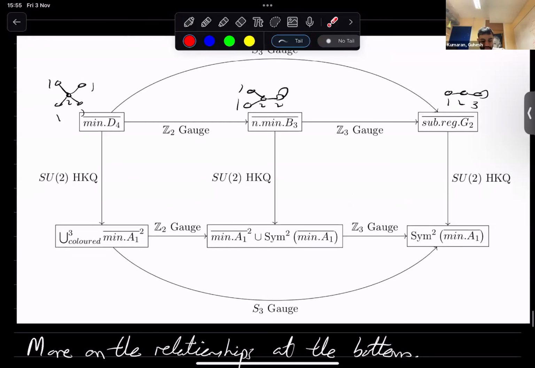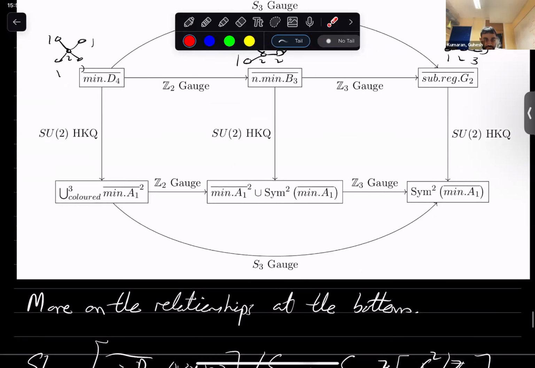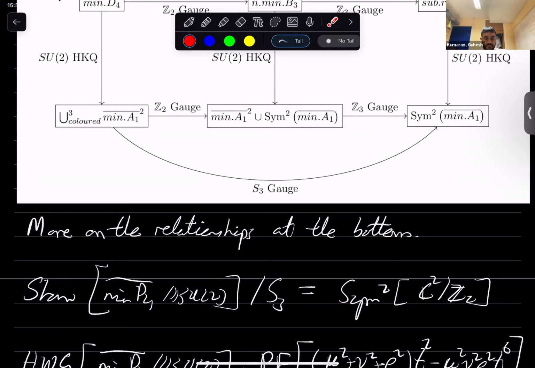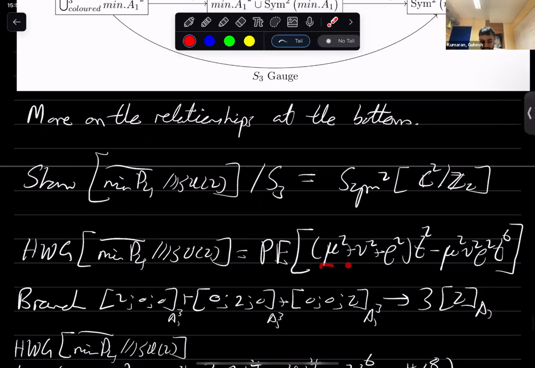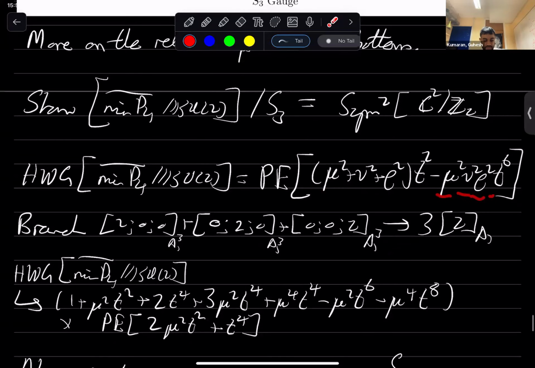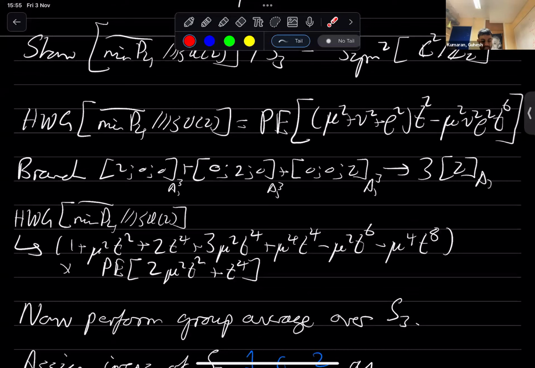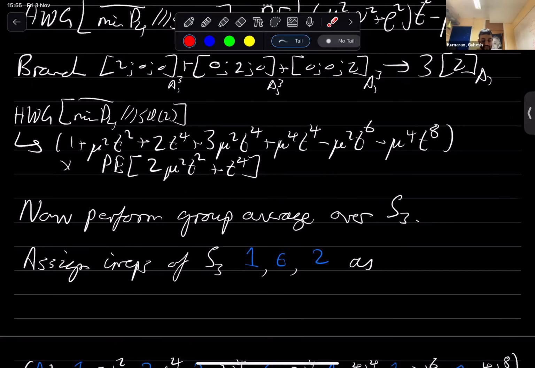And all of these commute, even though I would say that these gaugings aren't very clear diagrammatically, but I can at least try and show you one. When you take this colored union of A1 squared, its highest weight generating function is mu squared plus rho squared t squared minus mu squared rho squared t to the 6. You take your branching of A1 cubed into 3 of the adjoint, so you're just identifying them. You branch, and it gives you a PE times some polynomial. And you perform the group average over S3 by assigning the trivial, alternating, and 2-dimensional representations of SU2 in the following way.